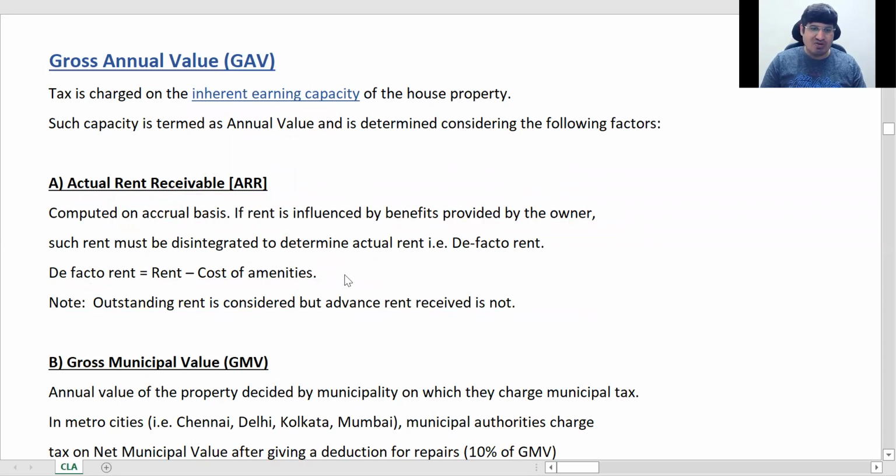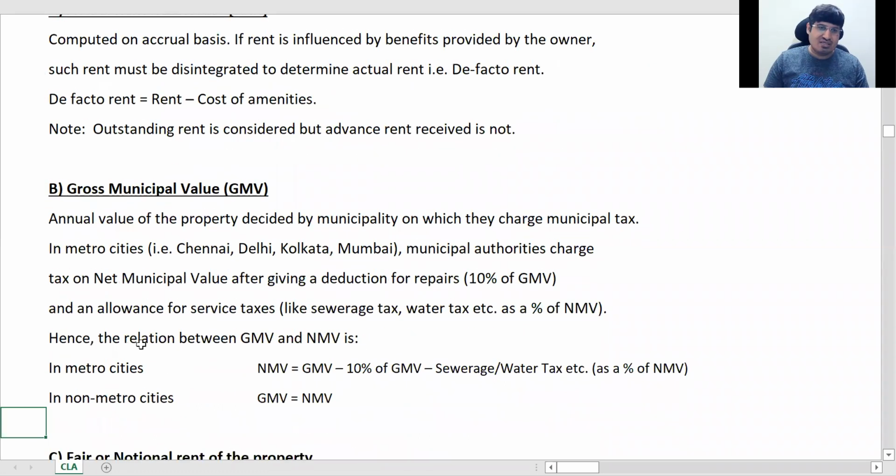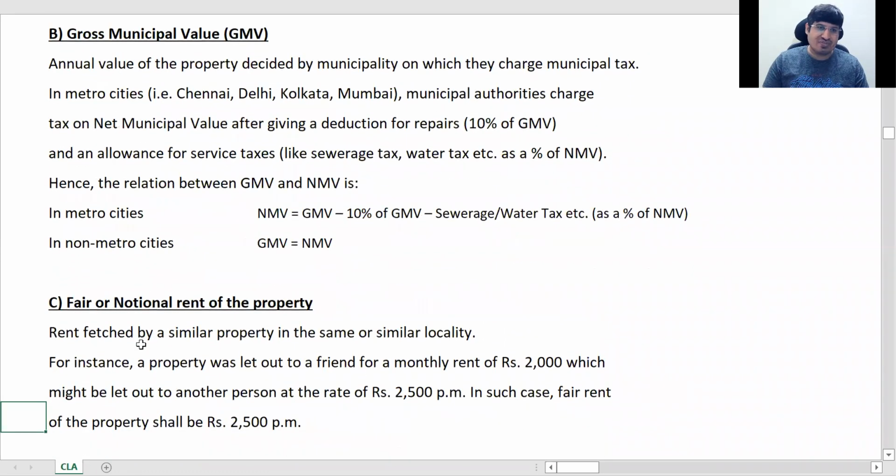Next is municipal value. Next important thing is municipal value. This is, as I told you, annual value of property decided by municipality. The municipality has records of all houses in its area. Right. So the annual value decided by municipality is gross municipal value. Always remember, gross municipal value is different from gross annual value. Okay. This is a part of gross annual value.